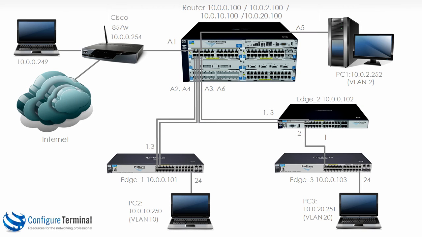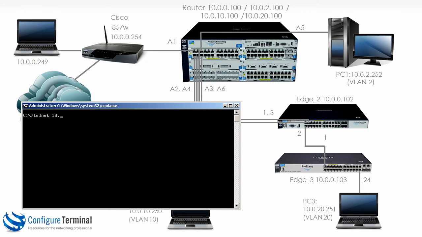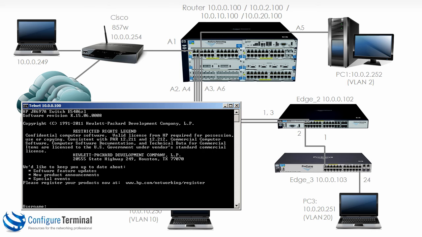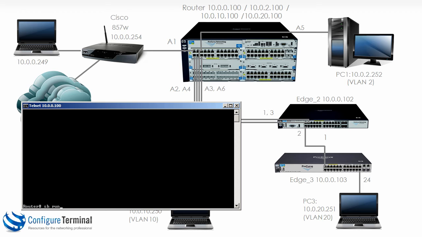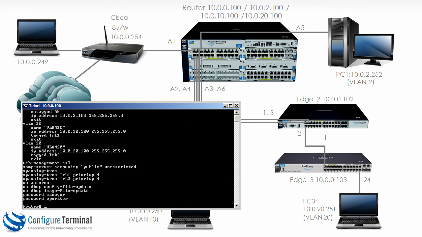Now previously we enabled spanning tree because of the redundant links we added to enable link aggregation or trunking between the 5406 and edge 1 as well as the 5406 and edge 2. So as an example, if I telnet to the 5406, log in as manager and type show run, you'll notice that spanning tree has been enabled. The only command we typed was spanning tree enter in global config mode.